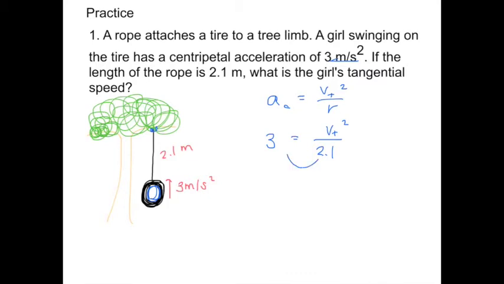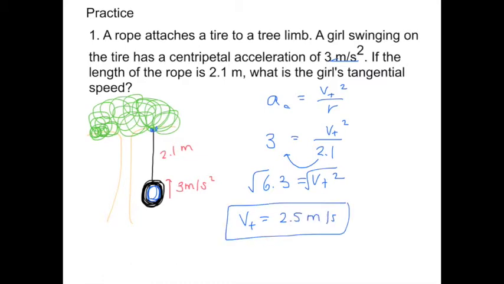Now all we're solving for is this v tangential squared. So we can multiply this 2.1 over to the other side to simplify this fraction. So we get 6.3 equals tangential velocity squared. Take the square root of both sides, and we find that the tangential velocity of the girl on the swing is equal to 2.5 meters per second. That's how fast she's moving.